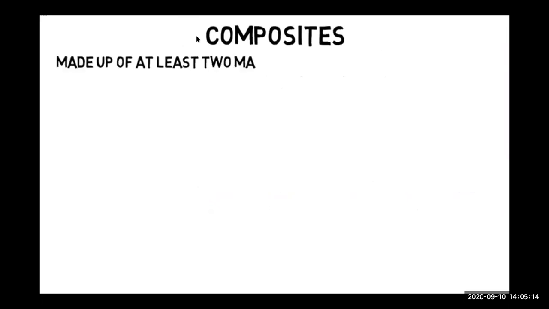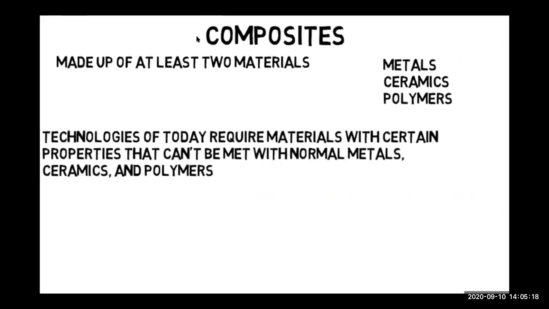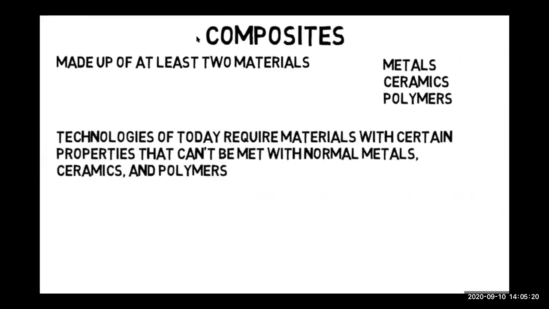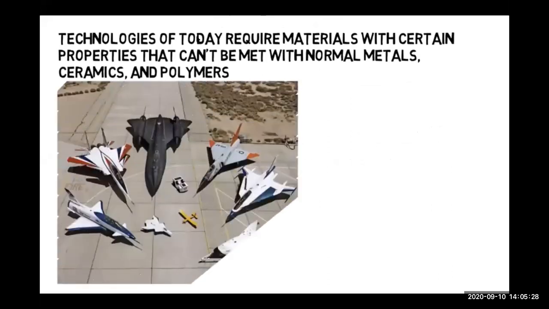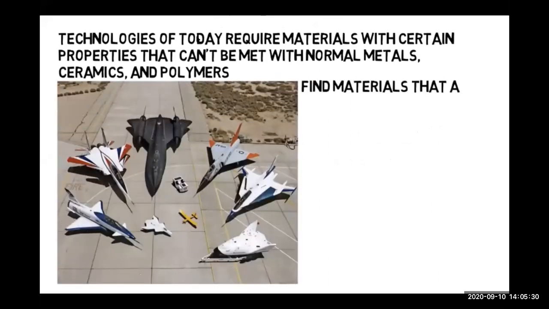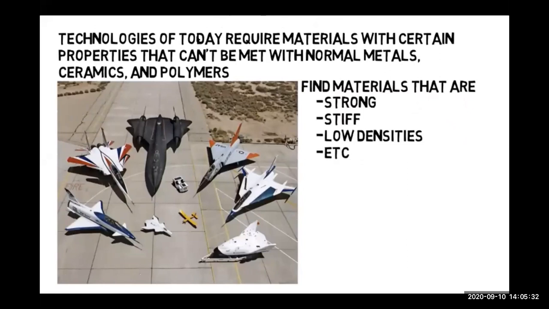Now I want to skip to composites. This is something you may take an entire class on in undergrad. Composites are made up of at least two different materials from the other three categories. These are crucial because many technologies of today require materials with certain properties that cannot be met with normal metals, ceramics, and polymers. For example, when it comes to aircrafts, we are trying to find materials that are strong, stiff, and have low densities and more, which is a tough combination of properties to achieve.